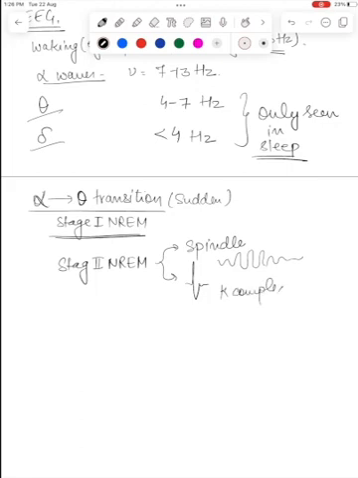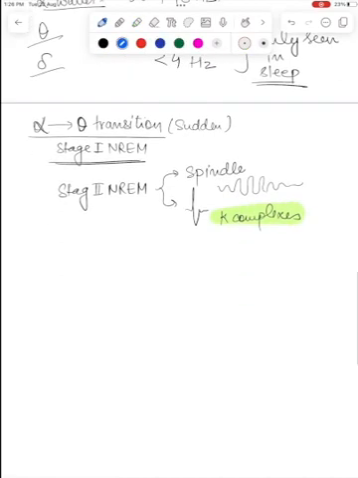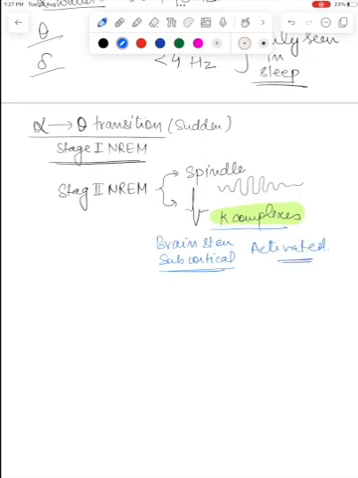So essentially, what are K complexes? What is the reason for K complexes? Although the exact reason is not really known, it has been hypothesized that K complexes occur due to activation of certain brainstem and subcortical areas in the brain. So they get activated. Why do they get activated? They get activated because they are processing certain unexpected sensory stimuli.